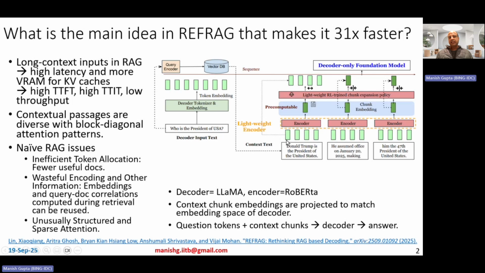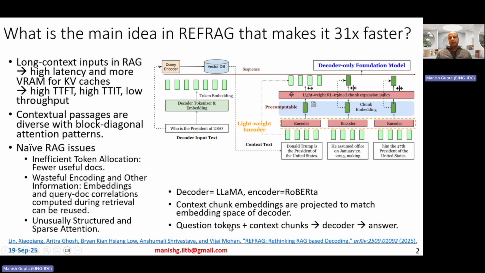overall, the way it works is that you have the query, you get these matching documents, you take the token representations, pass them through the encoder, get a chunk embedding, and you project these chunk embeddings to the embedding space of the decoder. And then, for some of those chunks, you just use the chunk embedding. For others, you use the token embeddings themselves. Okay. So the input typically looks like this.